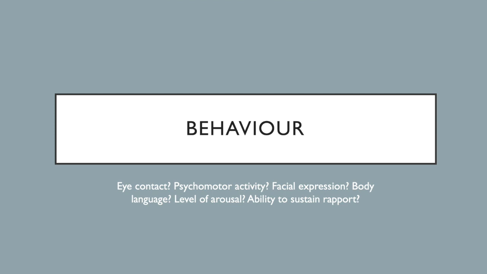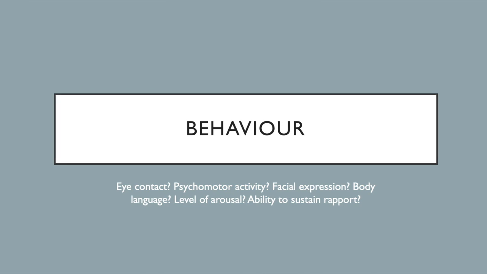So with something like a psychotic depression, you might see psychomotor retardation, which is where patients are moving very slowly. Or in mania, you might see that that person is moving very quickly. Facial expression, again, are they happy? Are they sad? How is their body language? Are they curled up? Are their arms crossed? All of that is really important.